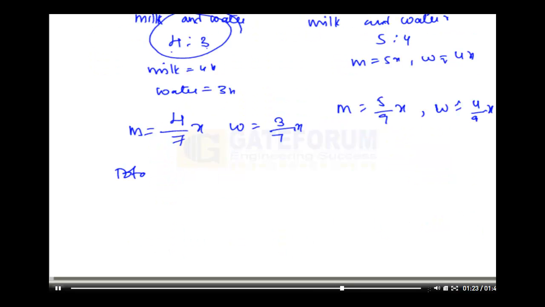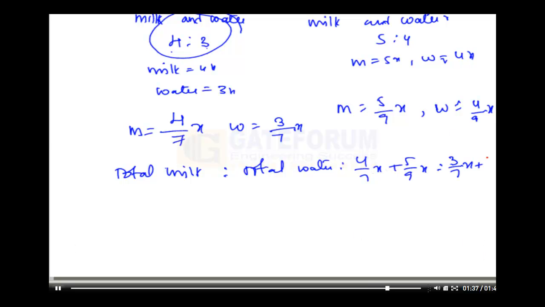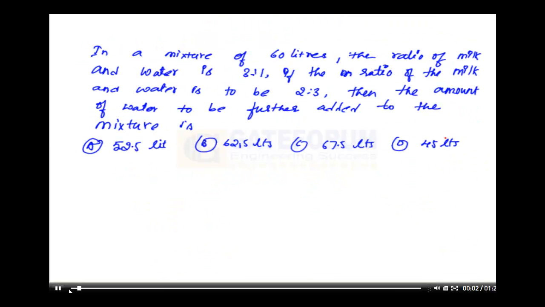Now the total milk is to total water is nothing but 4 by 7 x plus 5 by 9 x is to 3 by 7 x plus 4 by 9 x. If we simplify, then the value will come up to 71:55, which is option A. The ratio of milk and water is 3:1.